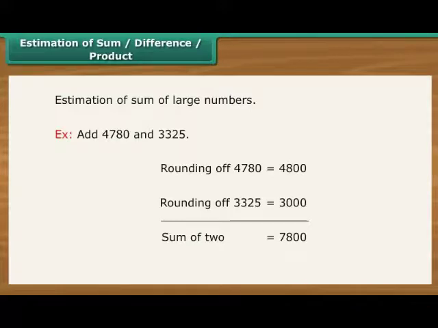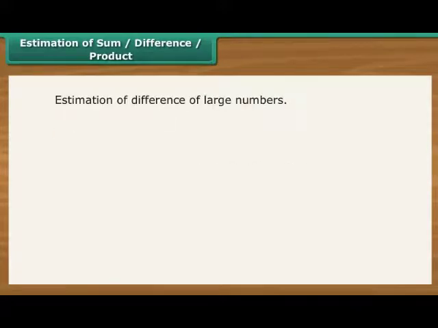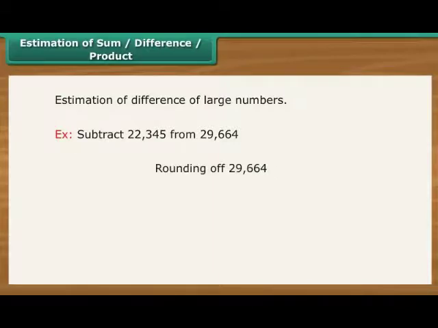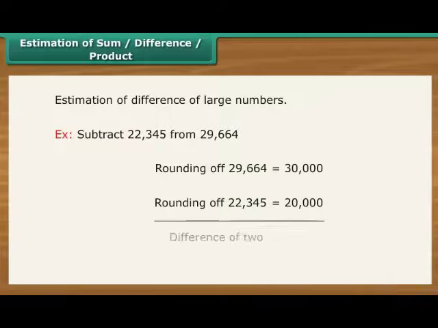Estimation to nearest number can help in the estimation of the difference of two large numbers. For example, subtract 22,345 from 29,664. Rounding off 29,664 would make it 30,000. Rounding off 22,345 would make it 20,000. Difference of the 2 is equal to 10,000.